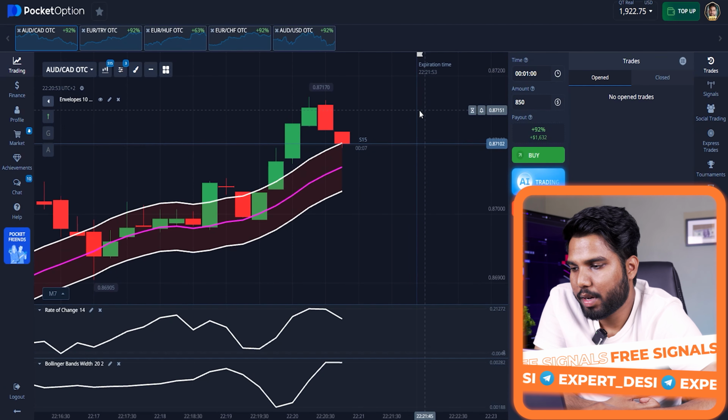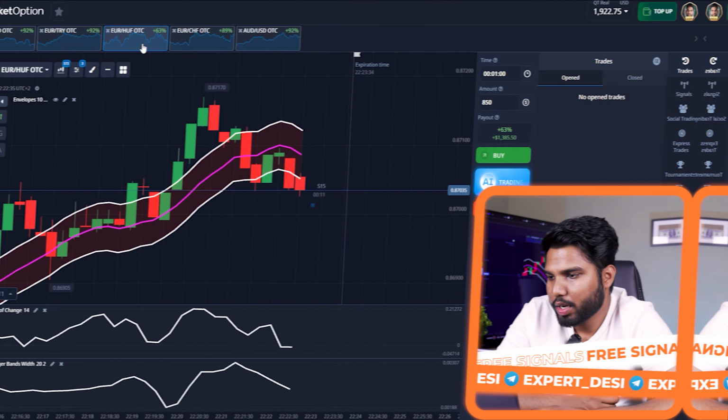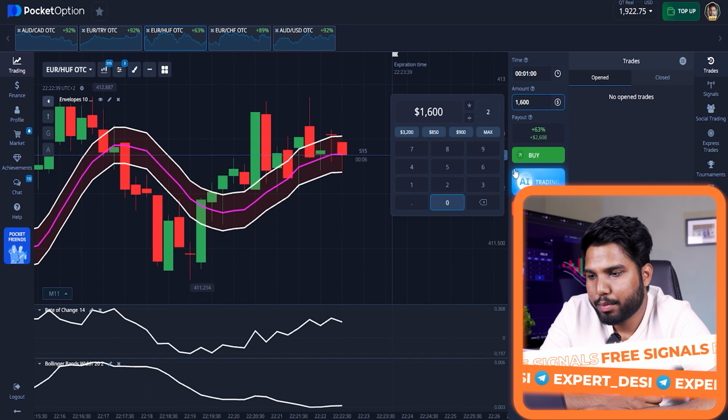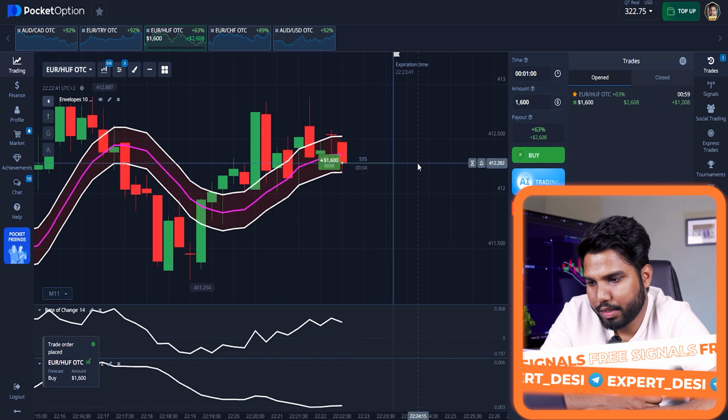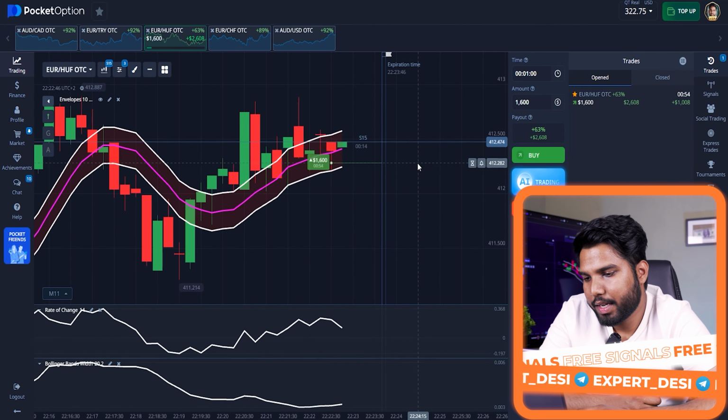So let's head to our last trade and let's see how much we end up with. Let's switch to the EUR and HUF pair again. Change the amount to $600 and we have taken a buy position here in this trade.